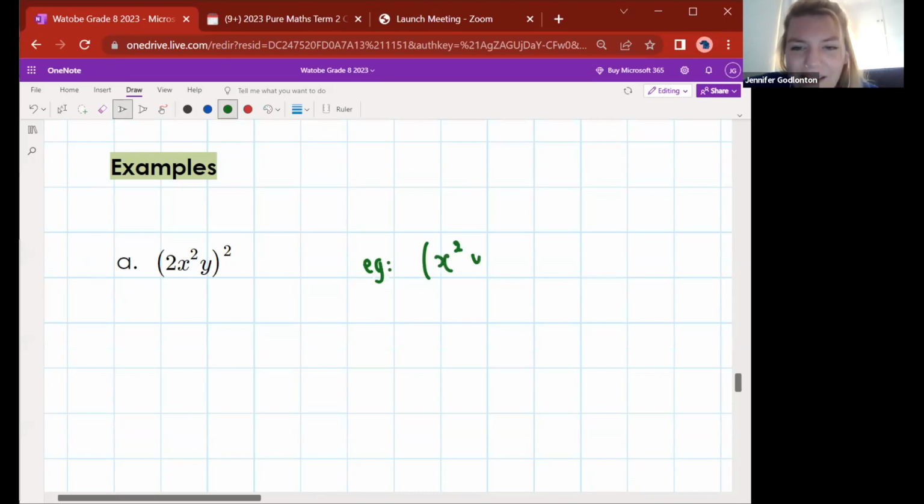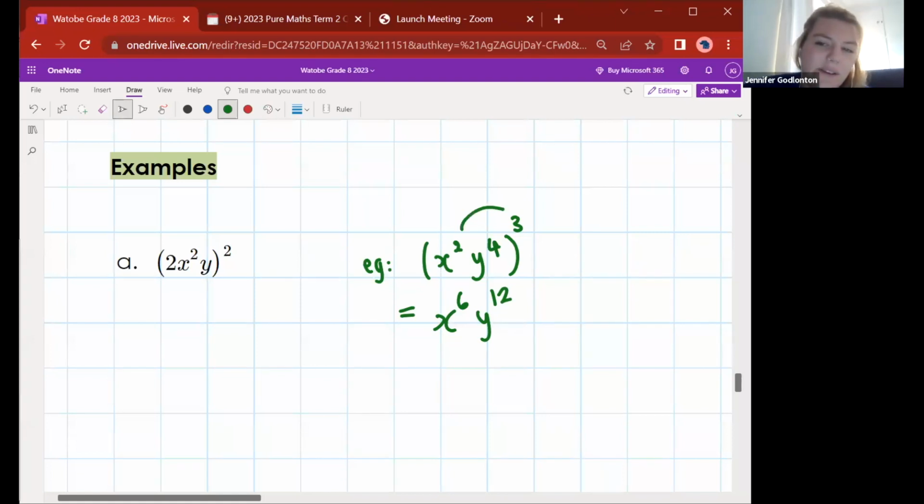I'm going to write something here that might help you guys out a little bit. So I'm going to put in brackets x squared y to the power of 4, all to the power of 3. That's going to equal x to the power of 6, y to the power of 12. So that concept should help you. And remember, if there isn't a number, there would be a 1.